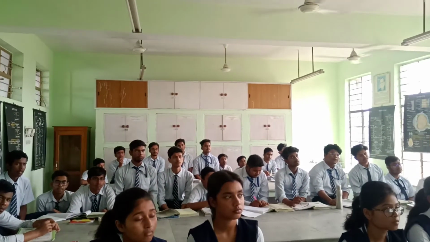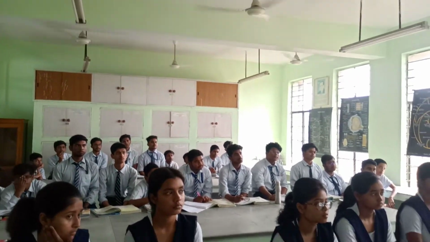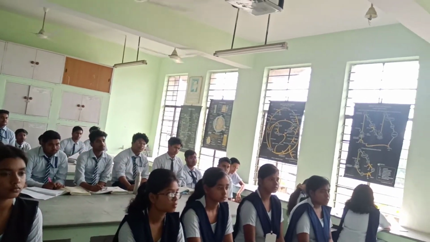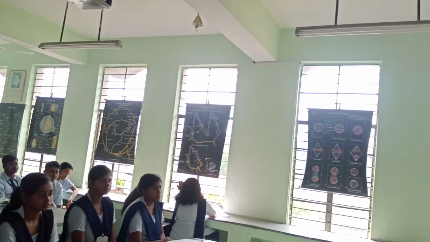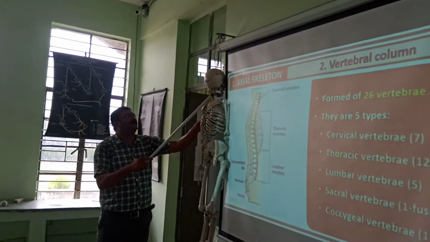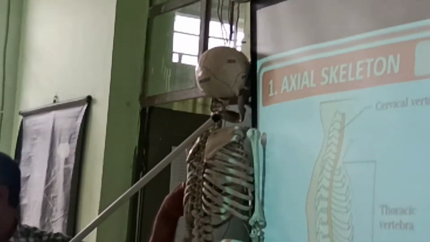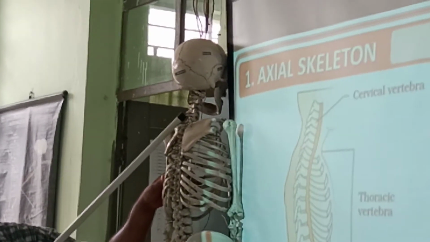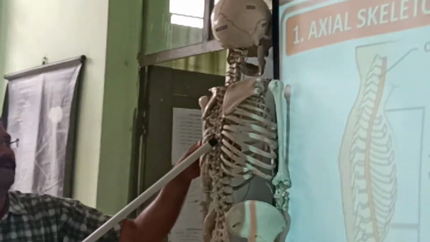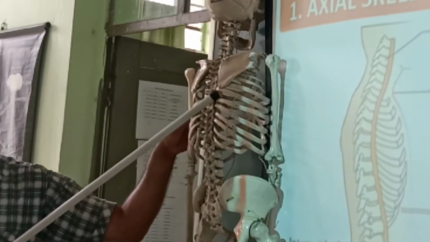Earlier this coccygeal bone was present in the tail region. This is also fused. You can see it here: 1, 2, 3, 4, 5, 6, 7. This is the cervical bone present in the neck region. Then 1, 2, 3, 4, 5, 6, 7, 8, 9, 10, 11, 12. This is called thoracic.